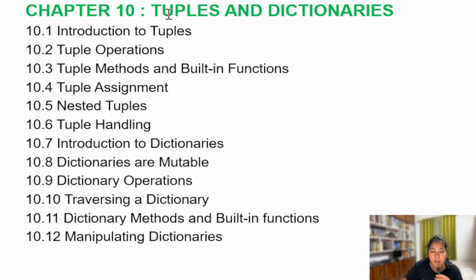Then is your chapter number 10, which is Tuples and Dictionaries. Subtopics under it are 10.1 Introduction to Tuples, 10.2 Tuple Operations, 10.3 Tuple Methods and Built-in Functions, 10.4 Tuple Assignment, 10.5 Nested Tuples, 10.6 Tuple Handling, 10.7 Introduction to Dictionaries, 10.8 Dictionaries are Mutable, 10.9 Dictionary Operations, 10.10 Traversing a Dictionary, 10.11 Dictionary Methods and Built-in Functions, 10.12 Manipulating Dictionaries.